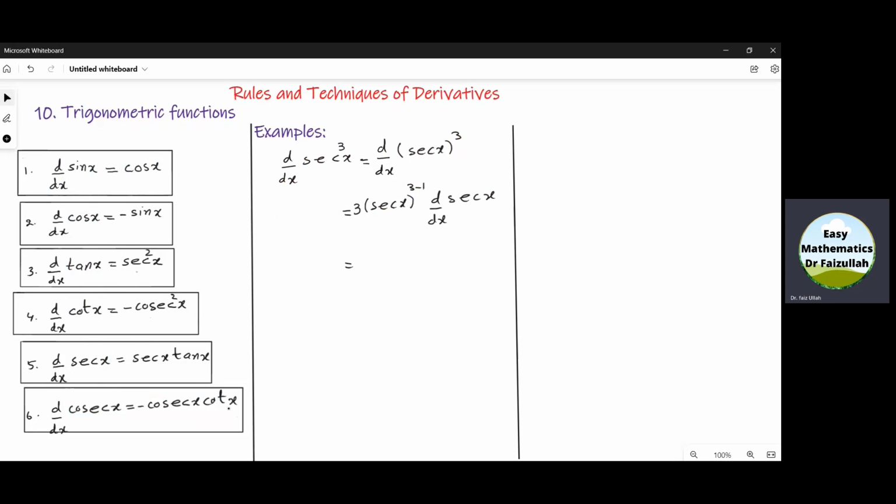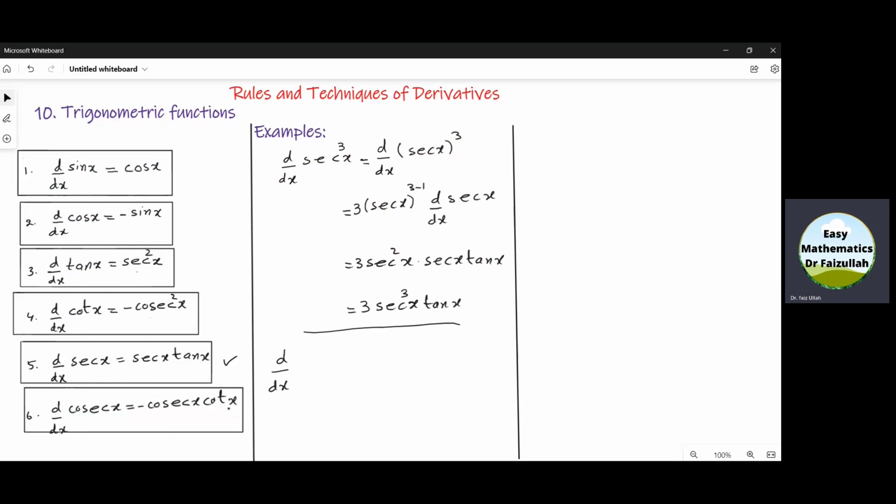From this we get 3 secant square x, and you can see from formula number 5, the differentiation of secant x is secant x into tangent x, and if we simplify it, we get 3 secant cube x into tangent x, and that is the solution. Let us solve another example.